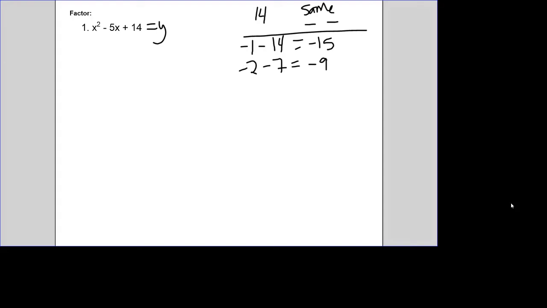So yesterday we got stuck on a couple problems. X squared minus 2x minus 8, we tried to factor with the pictures, we couldn't do it. X squared minus 5x plus 14, we tried to factor, we couldn't do it. So we have to be able to find another method to solve these quadratics.